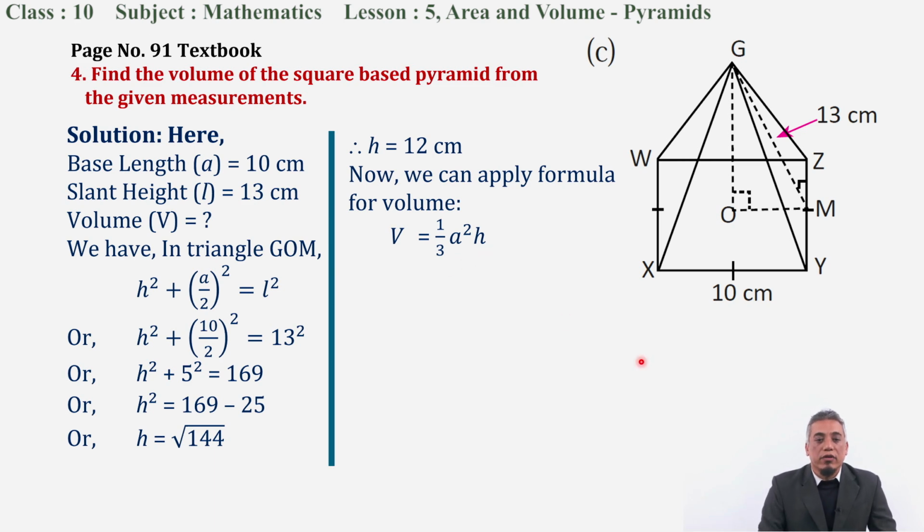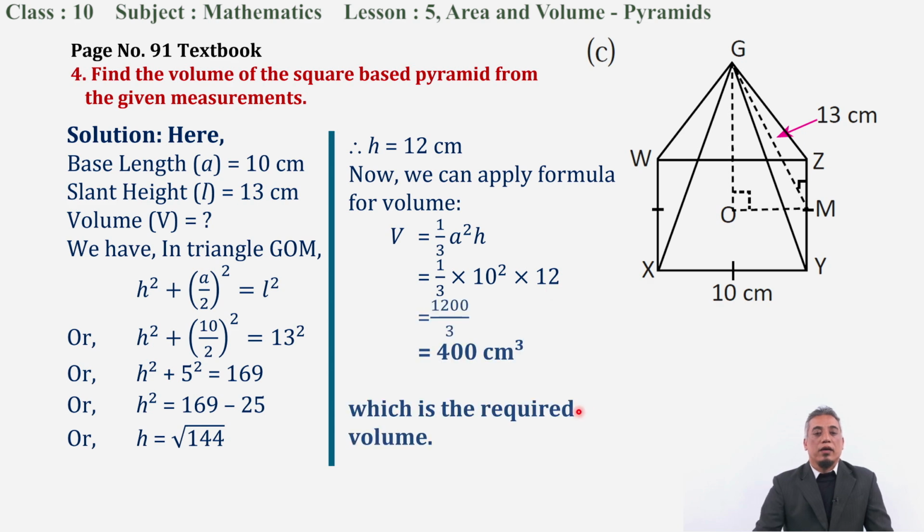This is the formula for volume of the pyramid. Now we have A as 10, H as 12. Now this is 100 times 12 is 1200 divided by 3 is 400 centimeter cube. So which is the required volume.